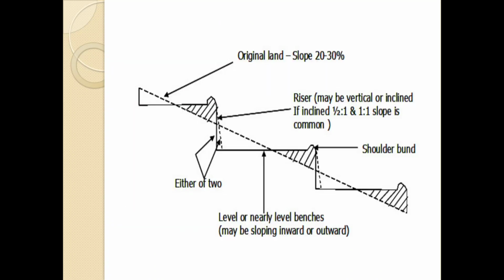Next one, this is the design procedure, the design diagram for constructing a bench terrace. First one will be the cut and second one will be the fill. It is adopted on original land slopes up to 20 to 30%. Next, the riser may be vertical or inclined. If inclined, a ratio of 1:2 or 1:1 slope is common.